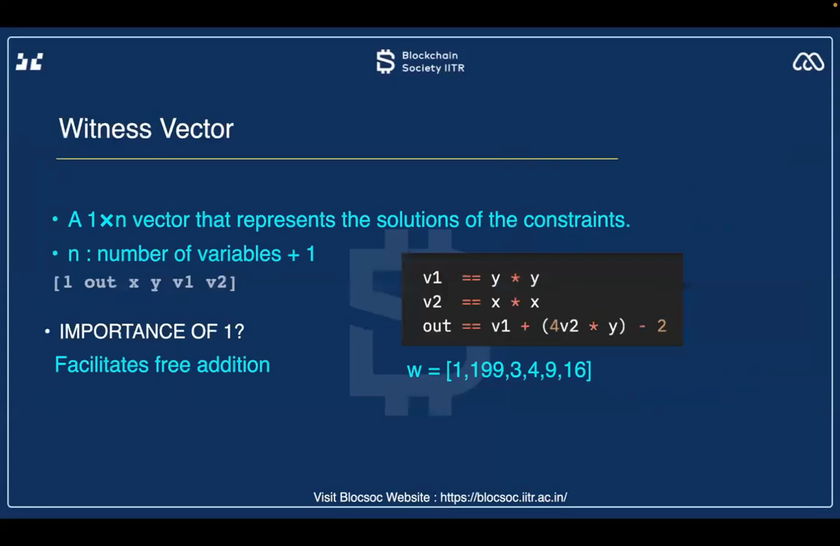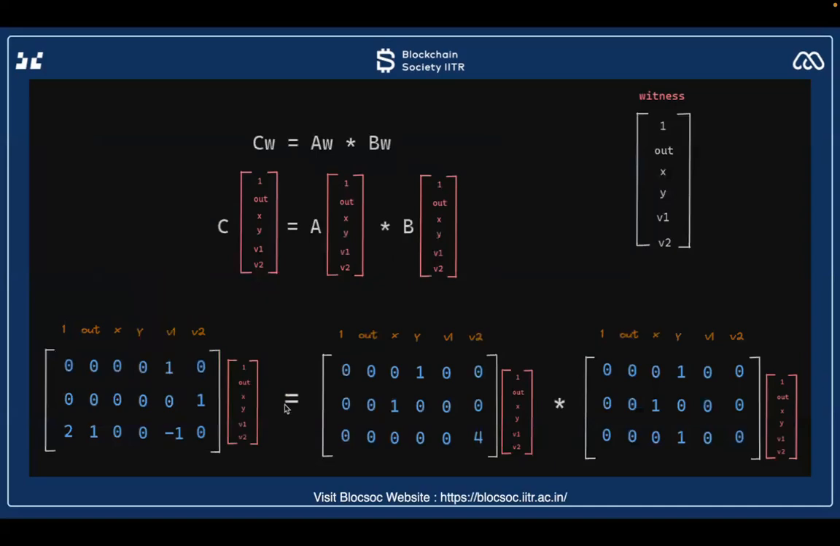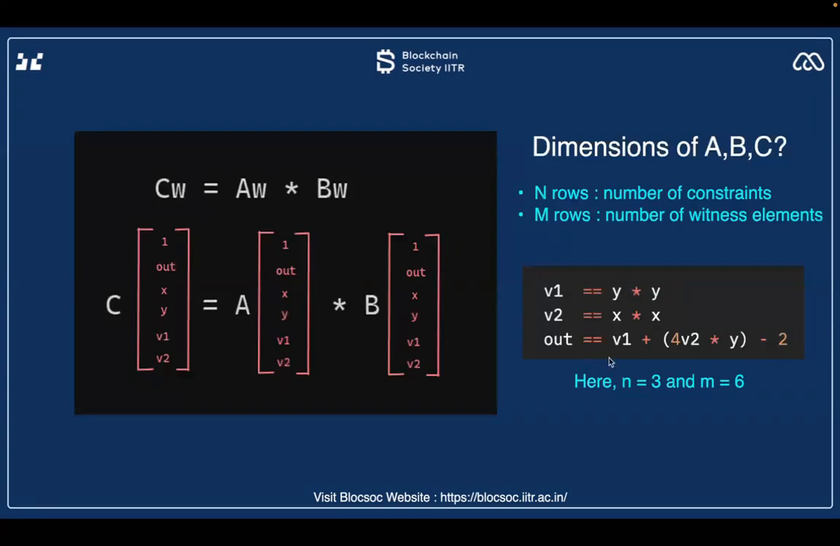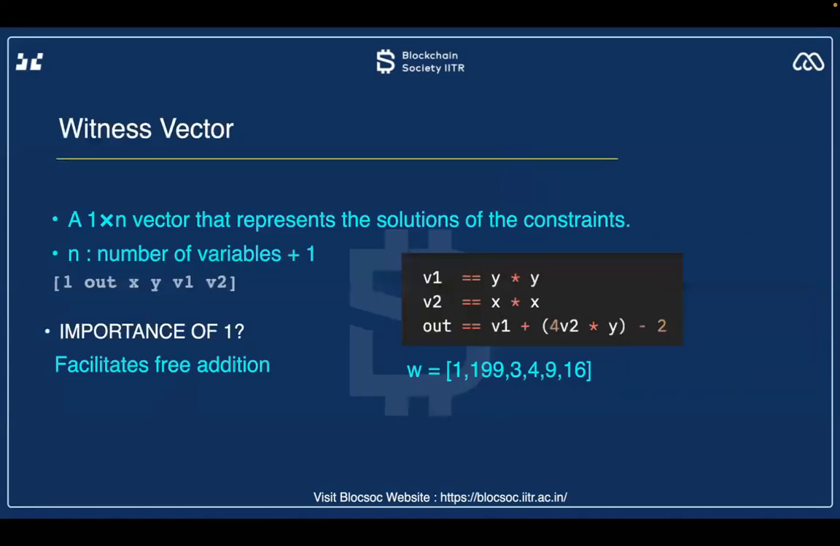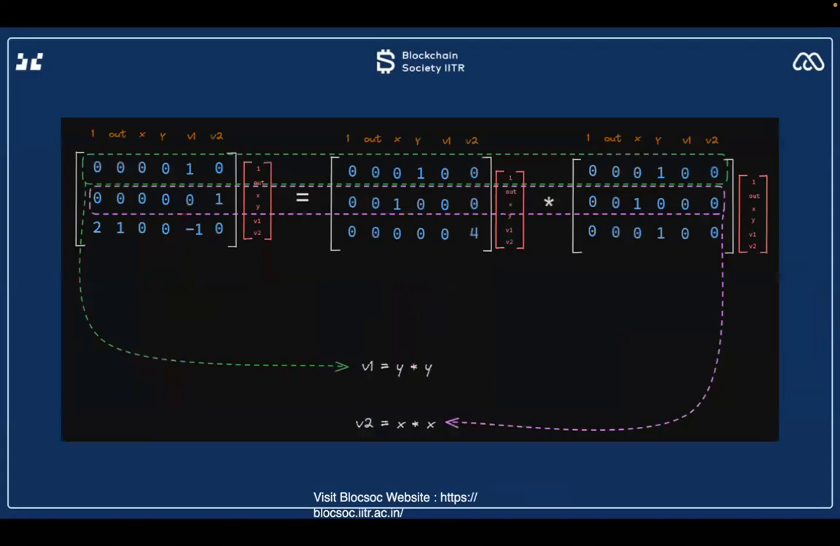Now I will tell you the importance of one. Suppose there is a constant addition, like in this the -2. There has to be a value which represents the constant value in our constraint system. So the 2 will be multiplied with a 1 here, and that's consistent with the equation here. Actually it is not exactly written correct. It facilitates free addition of constants, but variables we can add without one also. So this I have already covered.